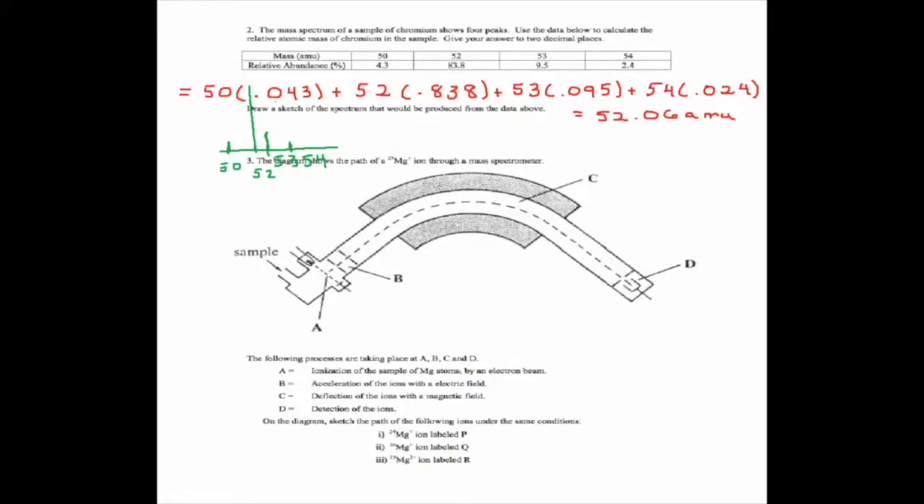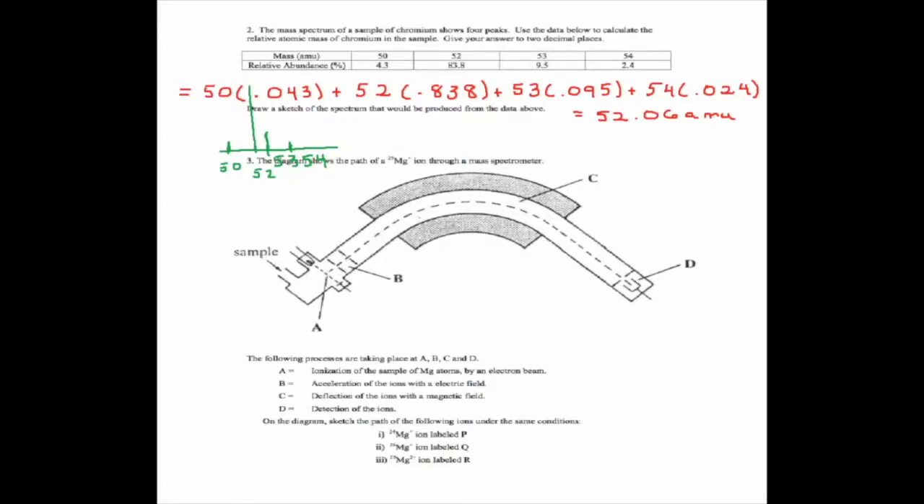So this is the mass spectrum. It shows you that the smallest abundance would be the 54. It shows you the next smallest would be 50, then 53, and then 52. And so the x-axis represents the mass, while the peaks represent the relative abundance. So that is a mass spectrum. And you can actually use this in order to calculate the average atomic mass like we did right above.